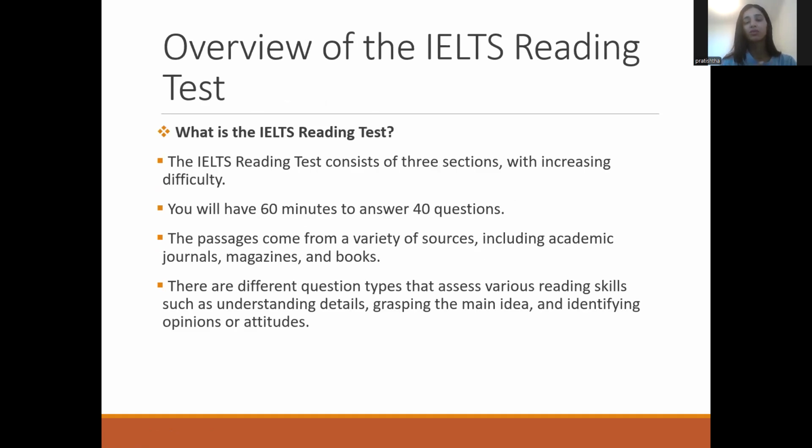So what is IELTS reading? IELTS reading is going to contain 3 sections. You have 60 minutes to answer 40 questions. The passages will come from a lot of sources, which will include academic journals, magazines, and books. It could be a report as well. Then there are different question types that assess various reading skills, such as understanding details, understanding the main idea, and identifying opinions or attitudes.